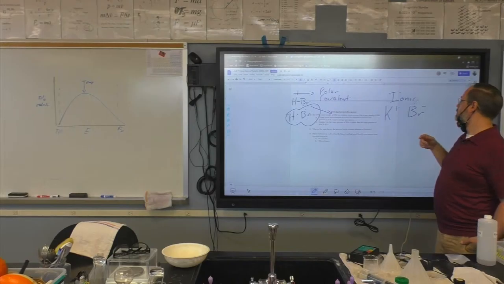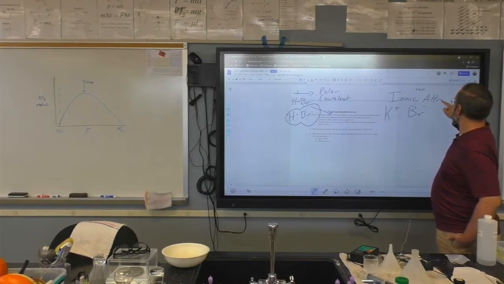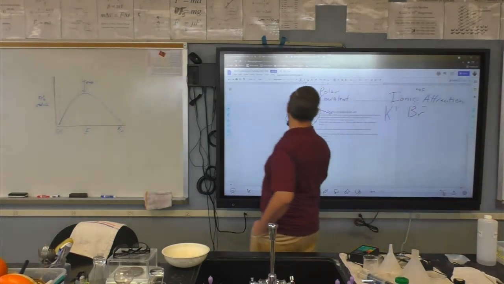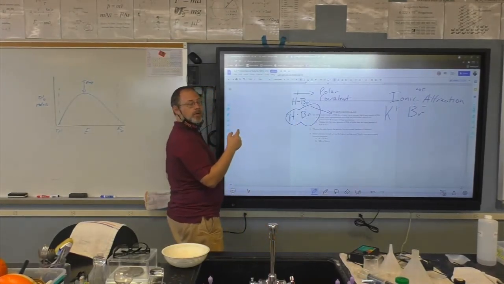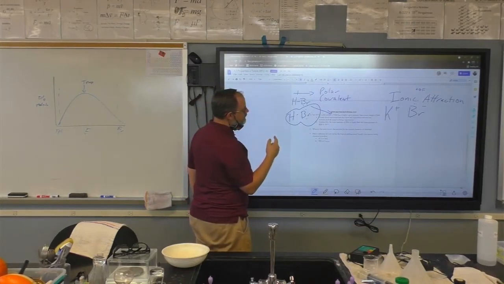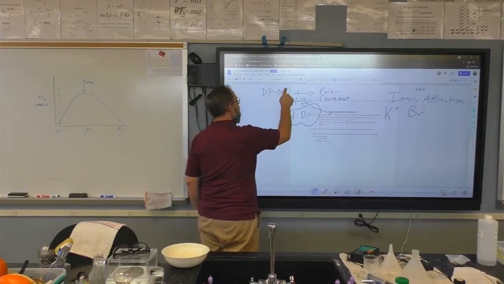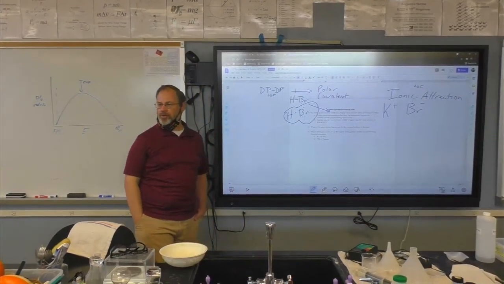London dispersion. Yeah, there's some London dispersion, but more importantly, there is ionic attraction. So you've got ionic attraction for the KBr and London dispersion forces. What kind of intermolecular forces for the HBr? Is it dipole-dipole? Yeah. Dipole-dipole and London dispersion forces. A tiny bit of London dispersion forces, mostly dipole-dipole.